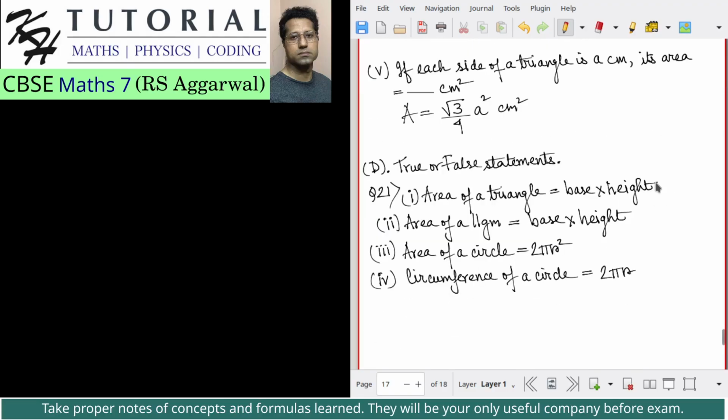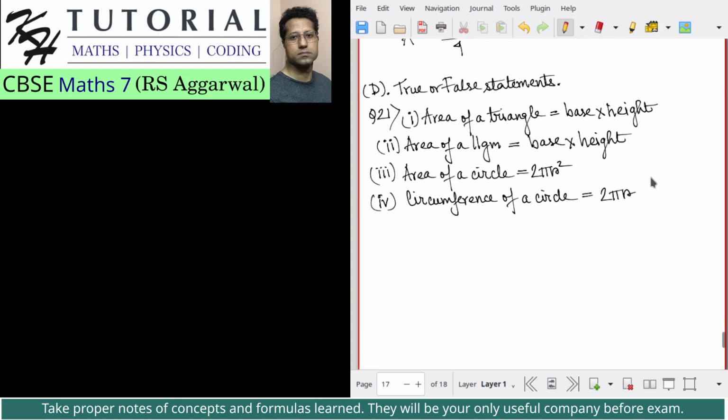Section D is true or false statements. Question number 21 part 1 says area of a triangle is base into height. This is false. This is false because the area will be half into base into height. Area of a triangle is half into base into height. Okay. Part 2, area of a parallelogram is base into height. This is true. This is a correct formula.